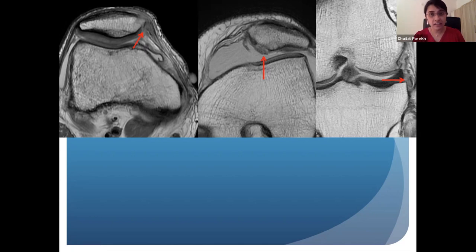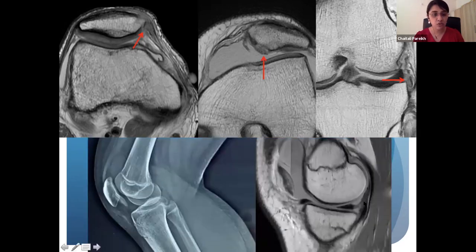An easier way, look at the radiographs. They will really help you, provided it is not just a chondral flap. Sometimes we can get only a chondral flap. For that, you have to rely only on an MRI. But if it's an osteochondral fragment, you can pick it up on an X-ray as well. And obviously, your CT scans will also help you.